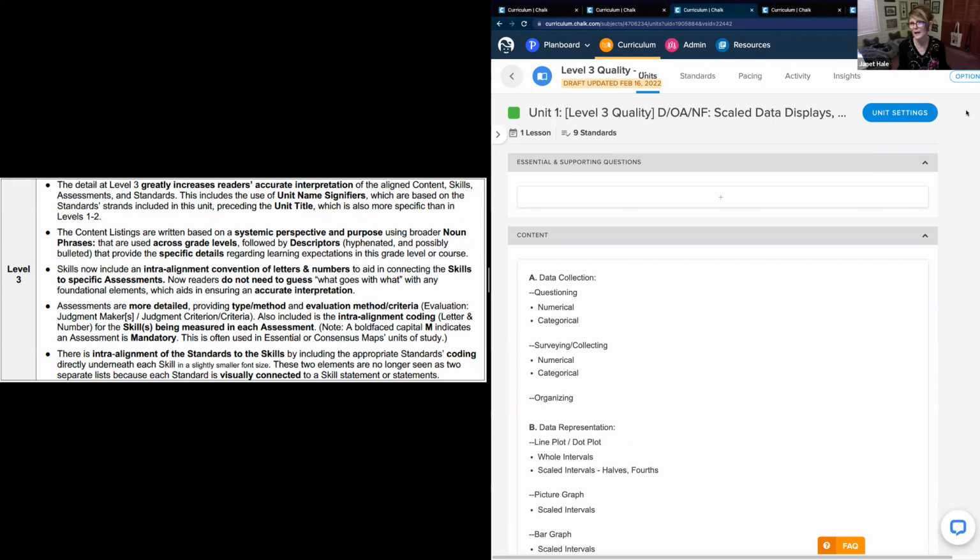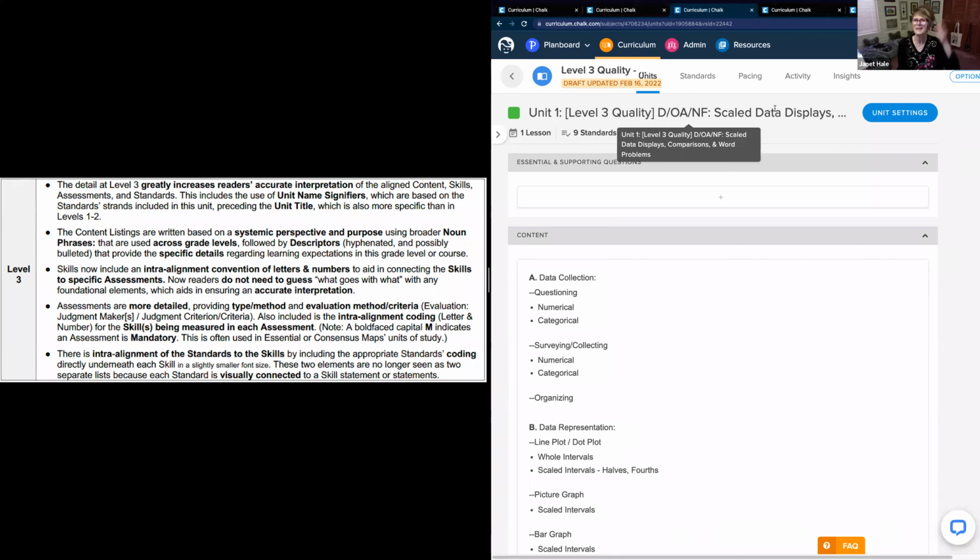So you'll notice my scale says that level 3 greatly increases the accurate interpretation. Notice even the unit name. So Sarah, get ready. We'll see if somebody pops this in. Notice your unit name even tells us, whoa, it's scaled. This is new at this grade level. They weren't doing scaled in previous grades, right? So it's great for me to know that.